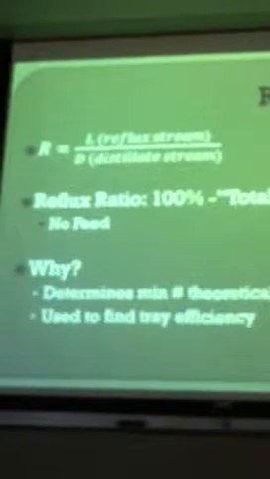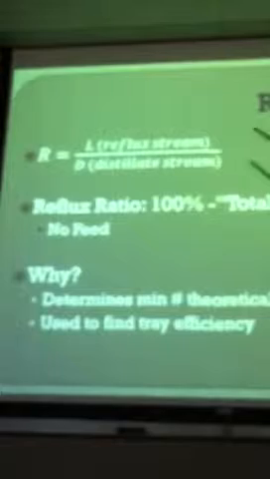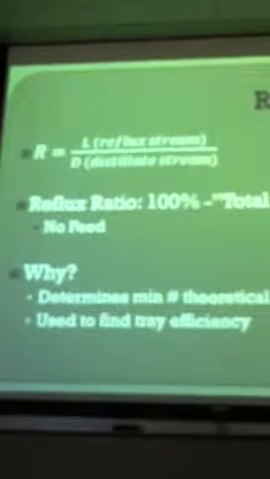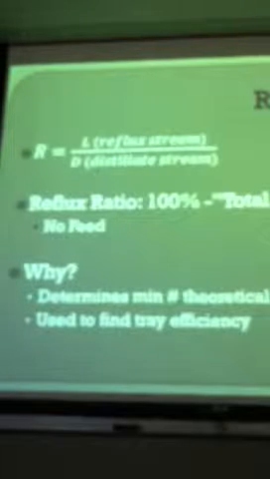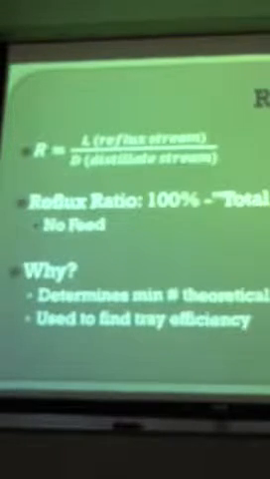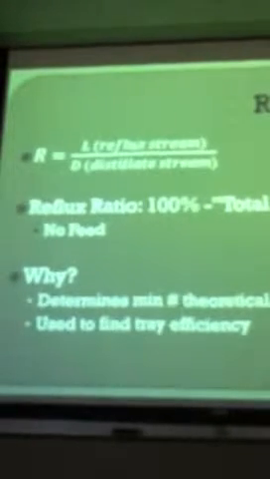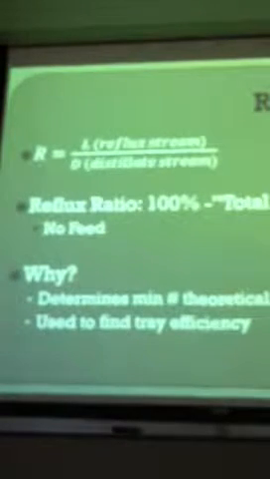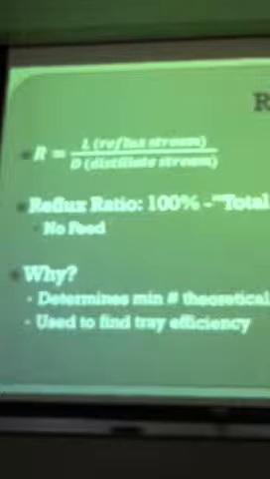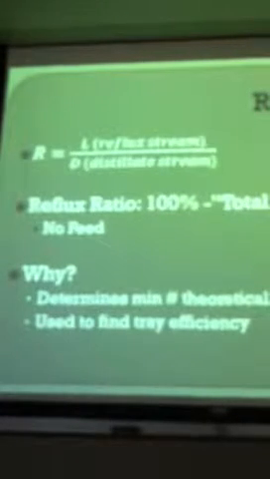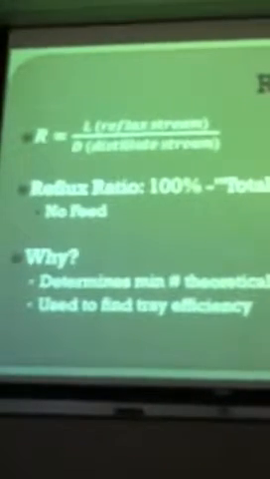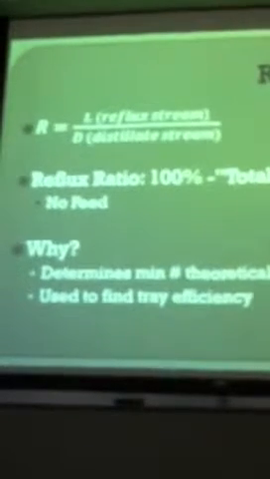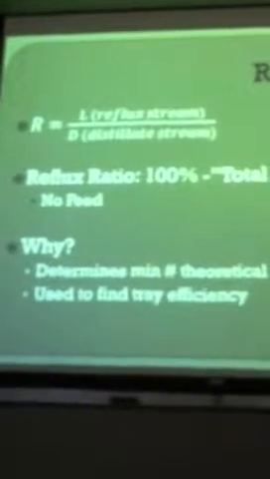So reflux ratio is based off of L over D, so the reflux stream divided by the distillate stream. At 100% reflux, this is also called total reflux. We're basically taking everything that gets condensed and putting it back into the column instead of it going out and collecting in the distillate. Why do we do this? Because this determines the minimum number of theoretical stages, and this also gives us the tray efficiency.